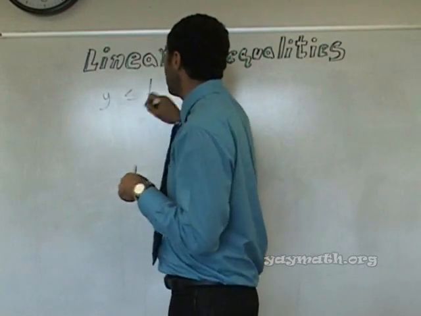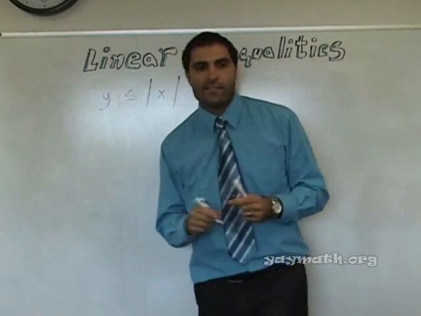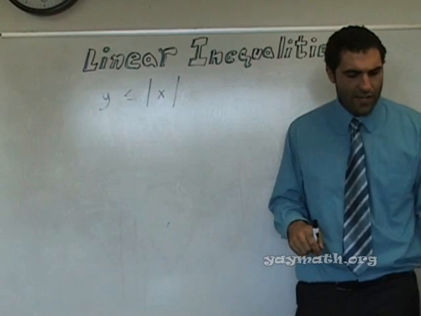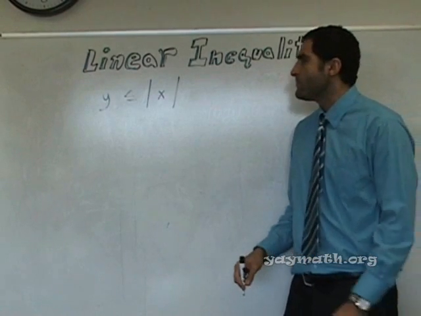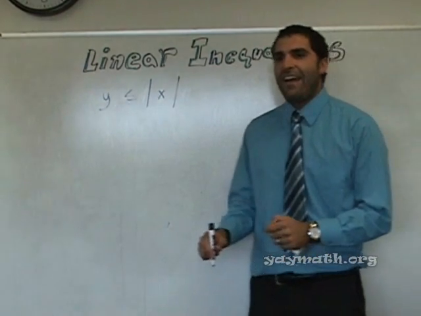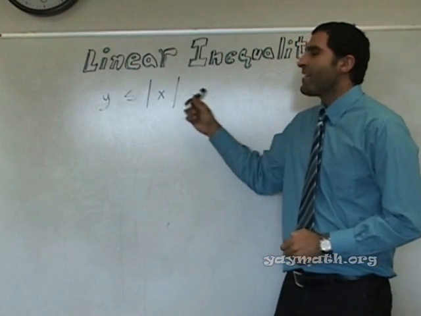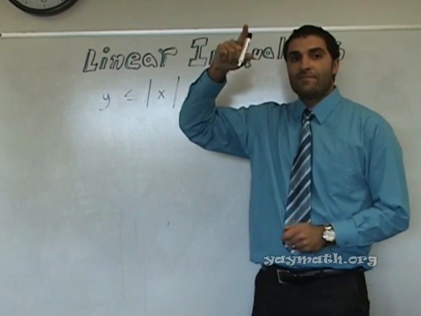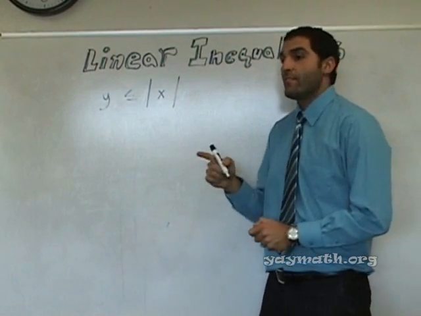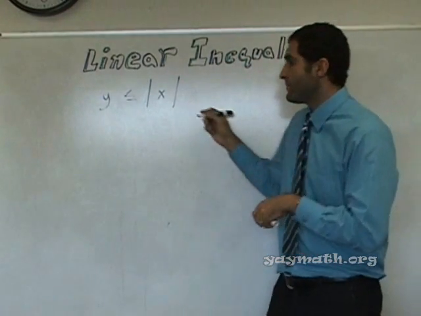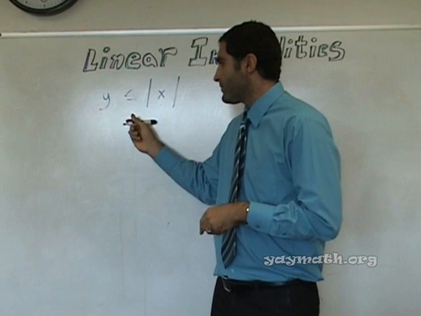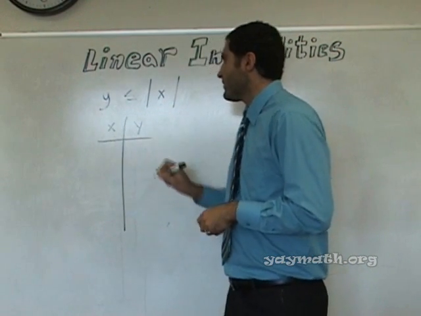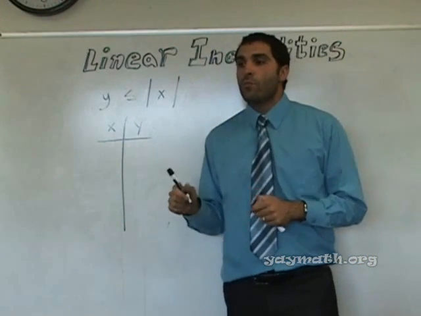Y is less than or equal to the absolute value of x. That is on the next page. We're trying to do a little survey. Survey says. So what would be one possible way to graph this? Say it. Oh, an XY chart. Yes, please. So you would do x and y, and then -1, 0, 1. Okay, what's a good place to start?